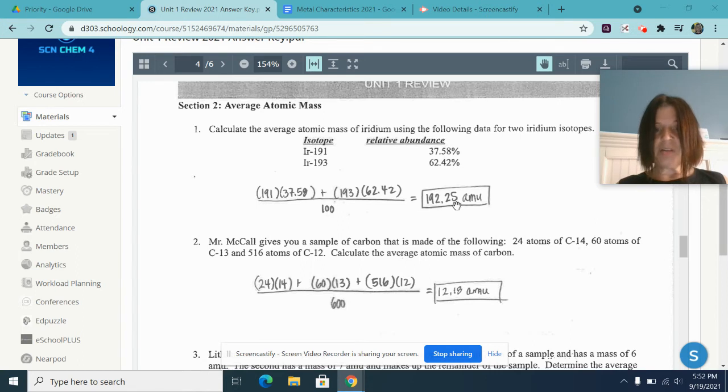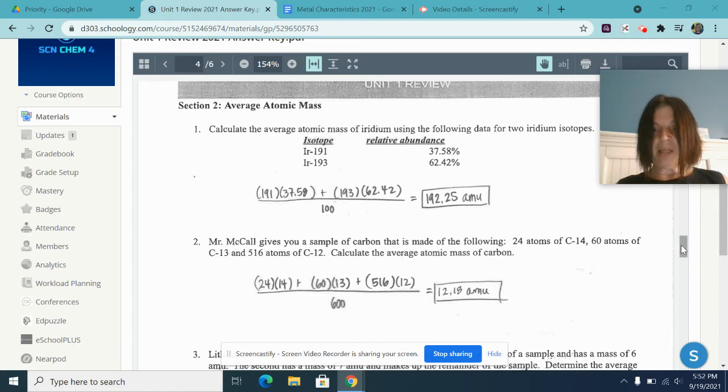Now, does this answer make sense? 192.25 AMUs falls between 191 and 193. That's a good sign. It also is closer to 193 than it is to 191, which also makes sense because you have a greater percentage of your sample that has a mass of 193 compared to 191. So the answer to problem number 1 is 192.25 atomic mass units.